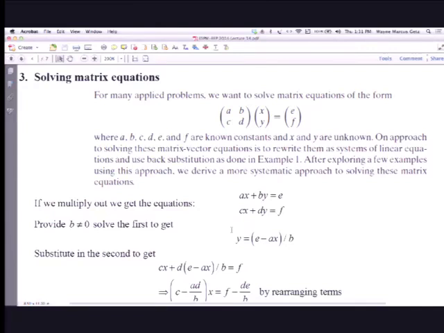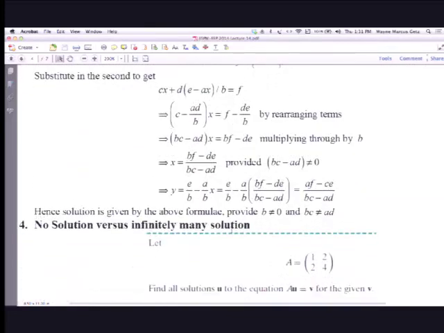Provided B is not equal to 0, we can divide through by B. And then that's for the first equation. And then we can substitute where we have Y. We can put this. So we can say CX, and we can replace Y with this thing over here to get this equation. And then we can solve for this. We can go through the process of rearranging terms, and we would get something that looked like that.